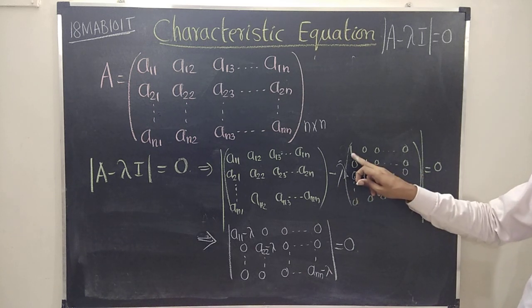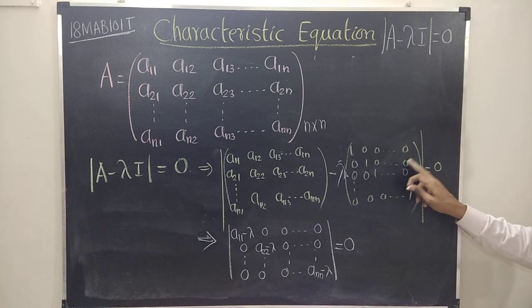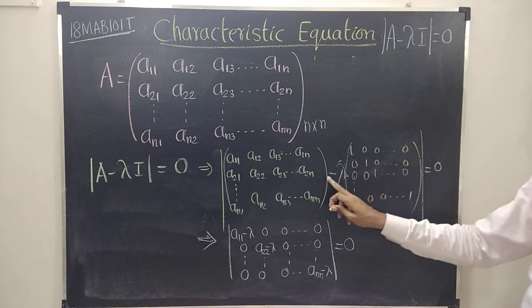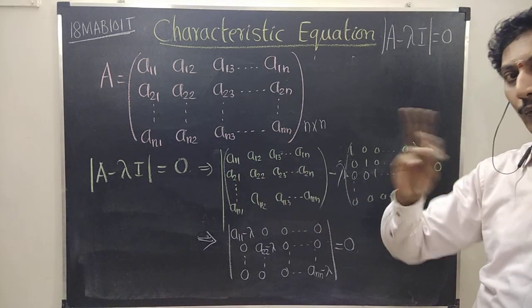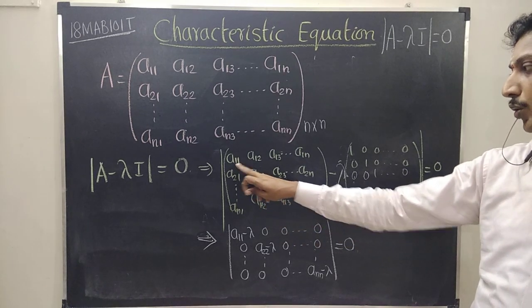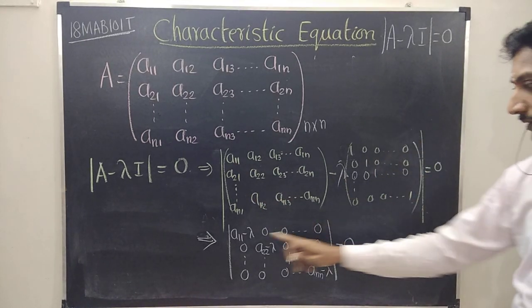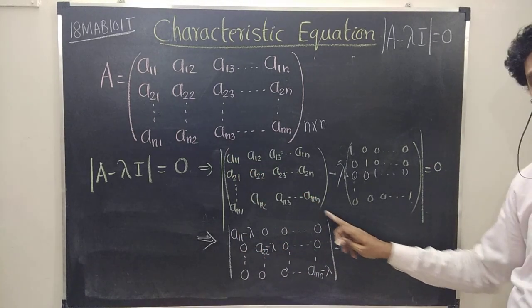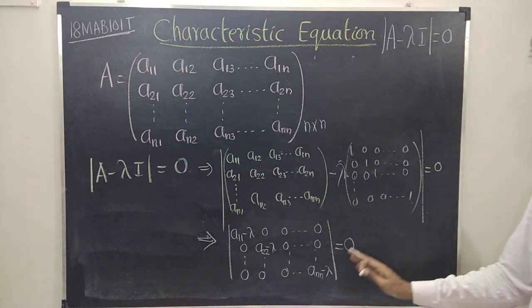When you multiply by lambda, this gives lambda 0 0, 0 lambda 0, 0 0 lambda, and so on. When I subtract this from the matrix A, it is component-wise, term-wise subtraction. So only the diagonal elements have lambda, the others are 0. This means we subtract lambda from the diagonal elements. The determinant of this is equal to 0.